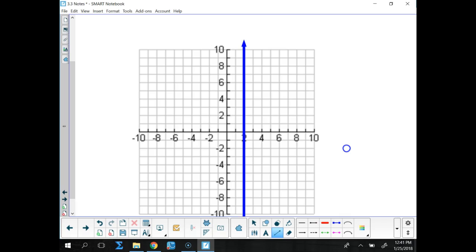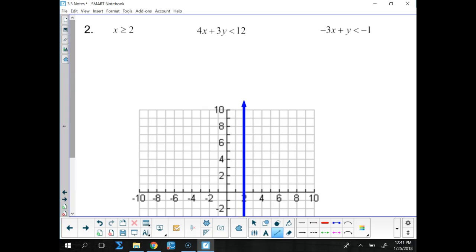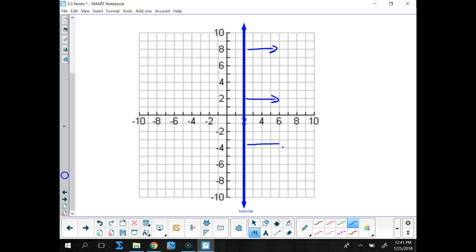Did I go through the origin? No, so I can test the origin. So I plug in 0 for x. I plug in 0 for y. 0 is greater than or equal to 2. True or false? False. So I'm going to shade left side or right side? Right side. I'm going to shade on the right side. But again, I don't shade just yet. I just draw arrows. With me.